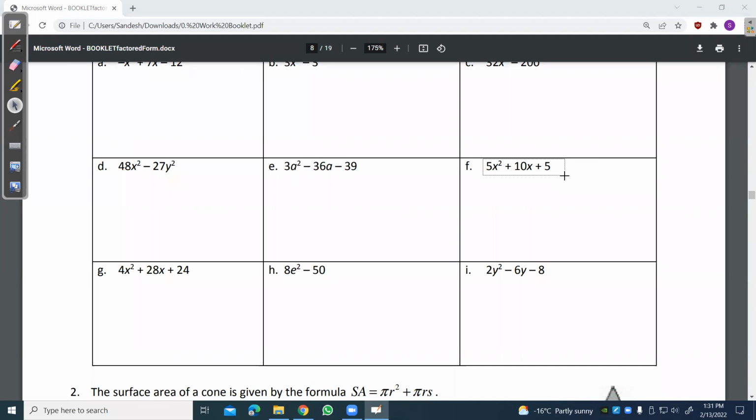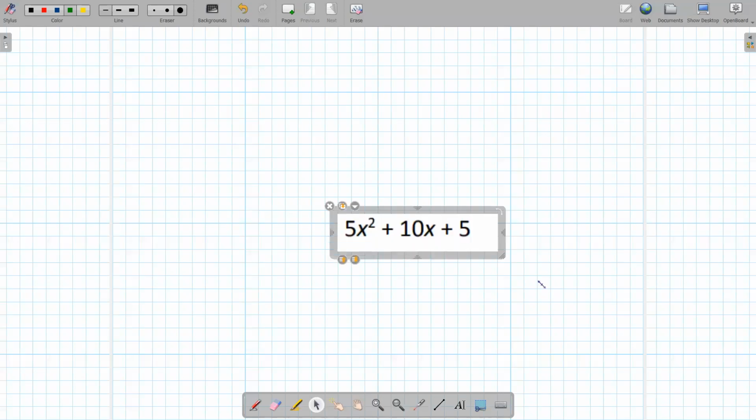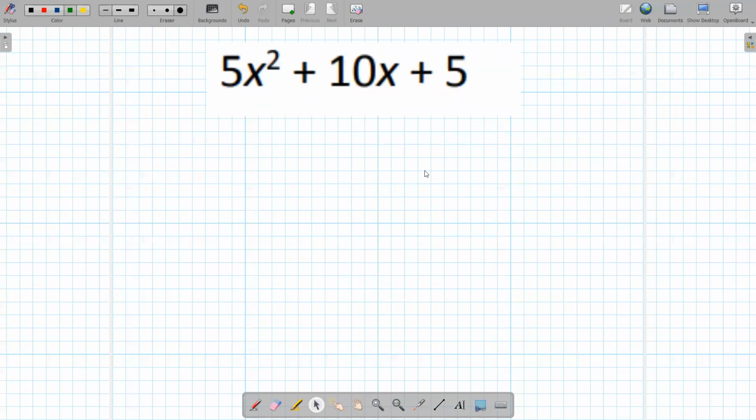Let's try this one. How do we factor this? You can pull out 5. And then you're left with x squared plus 2x plus 1. Now you got to check if you can further factor this or take it one more level.